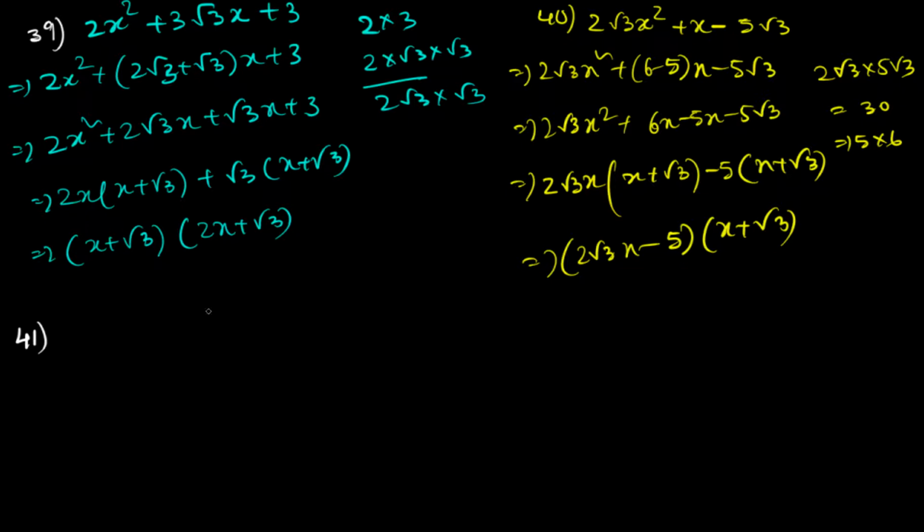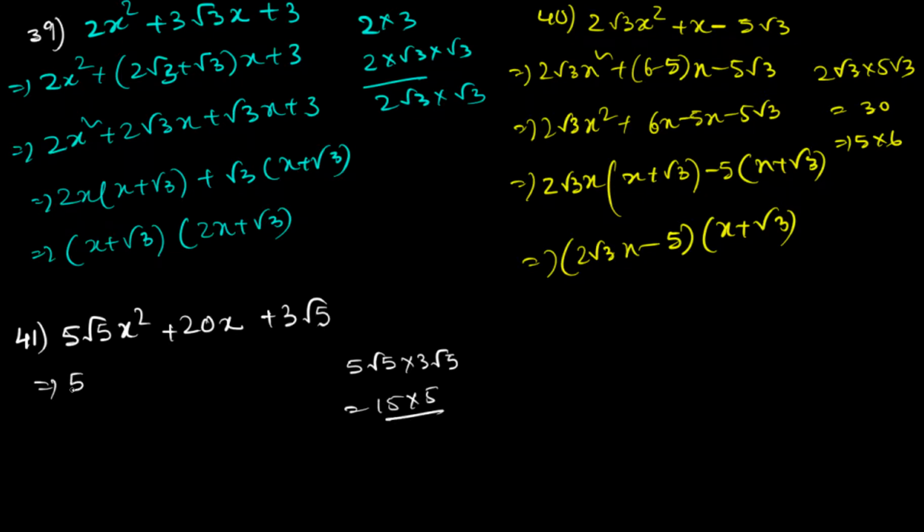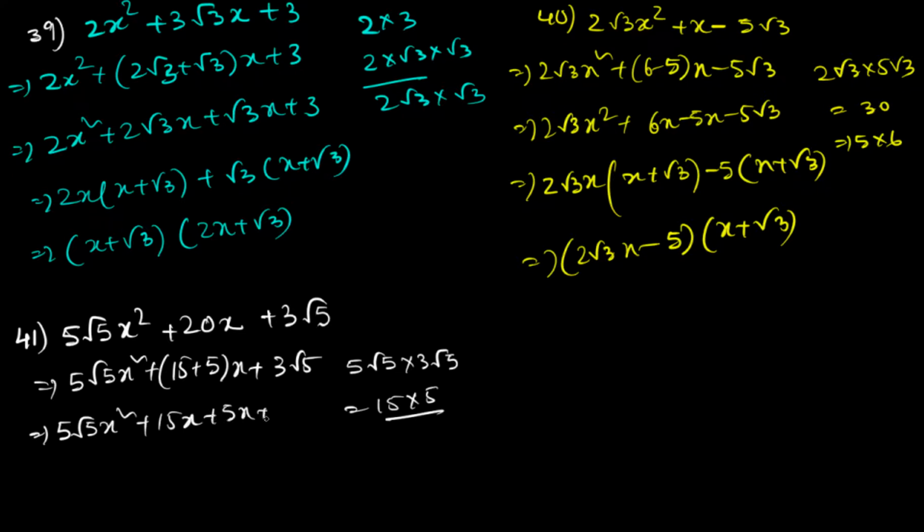Question number 41 is given 5 root 5 x square plus 20x plus 3 root 5. And 5 root 5 times 3 root 5, so it's 15 times 5. And 15 plus 5 is 20. So 5 root 5 x square, 15 plus 5 times x plus 3 root 5. 5 root 5 x square, 15x plus 5x plus 3 root 5.